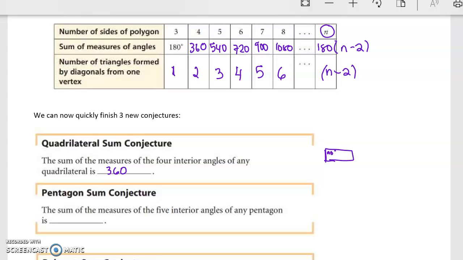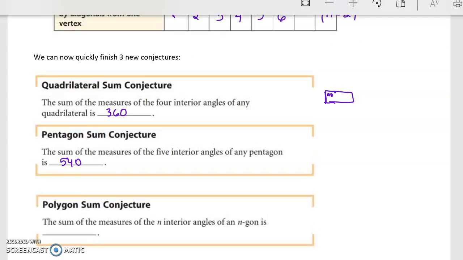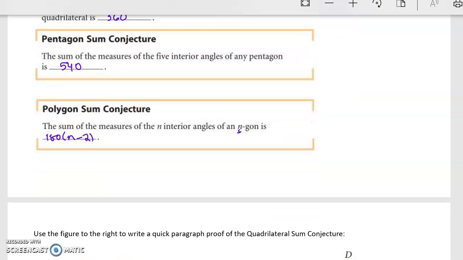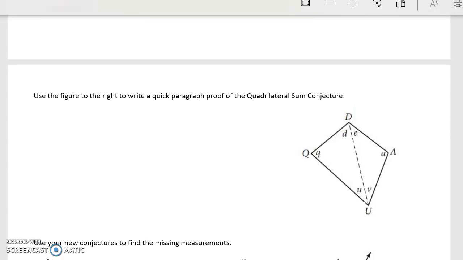The pentagon sum conjecture says the sum of the measures of the 5 interior angles in any pentagon is 540 degrees. And then our final conjecture, polygon sum: the sum of the measures of the n interior angles of an n-gon, just meaning any polygon with n sides, so n could just be a generic number, is 180 times the quantity n minus 2. Again, n minus 2 is the number of triangles you can form, and multiplying that by 180 because there's 180 degrees in each triangle. So we're going to do a little paragraph proof about this before we do some actual angle chase problems. So here we go.